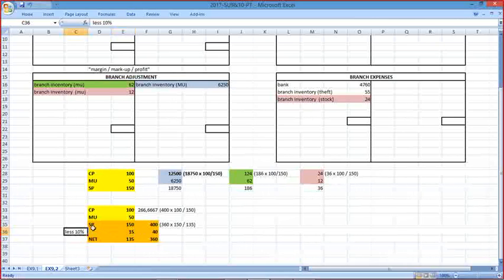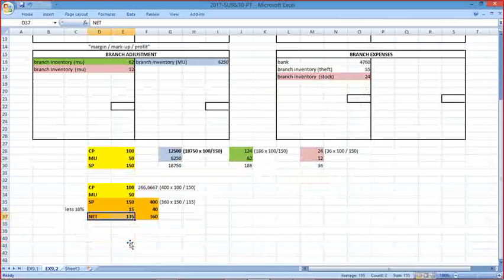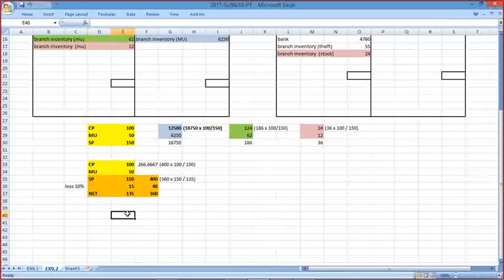Because have a look, 10% of 150 is 15. So the net is 35. So if your cost is 100, you're still selling it at a 35% markup, because plus 35 equals the net 135. Do you see that? So it's not plus 40, it's plus 35.